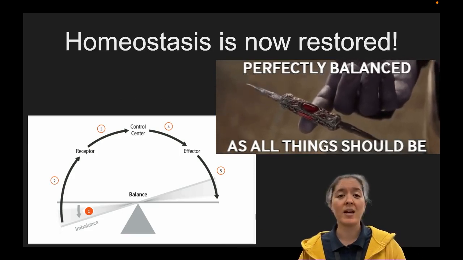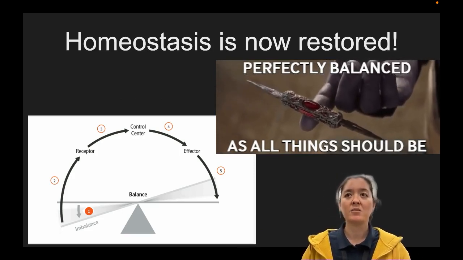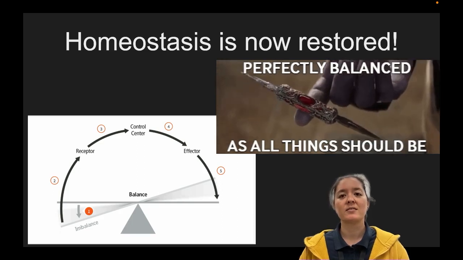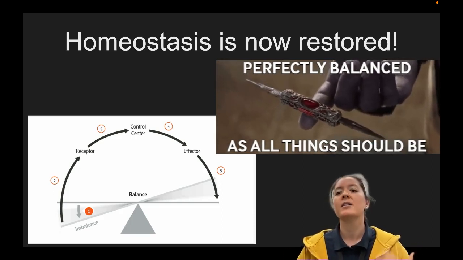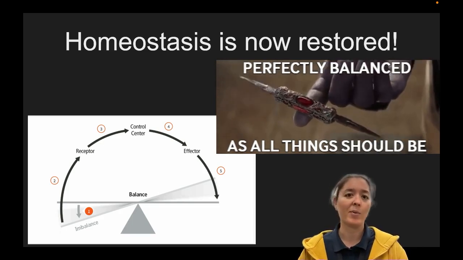The sweating cools us down through evaporative cooling, and our breathing rate increases and our heart rate increases to get that oxygen back through our body to help our muscles keep us moving and our body happy. That was homeostasis. I hope it helped.